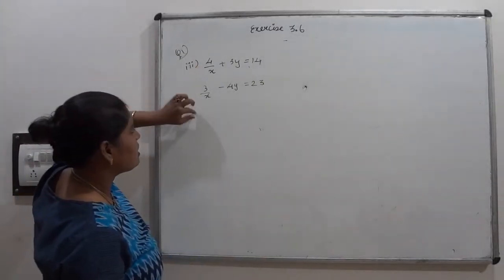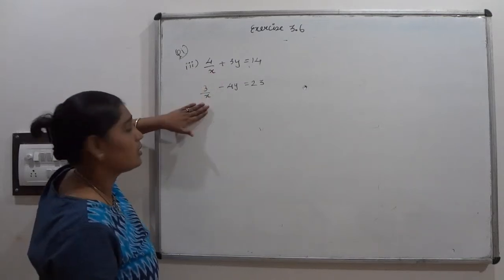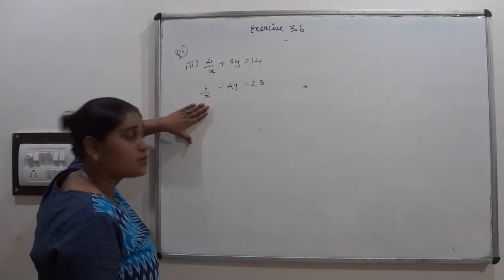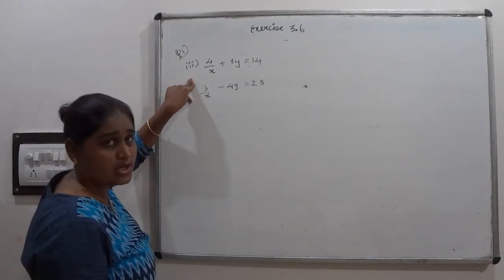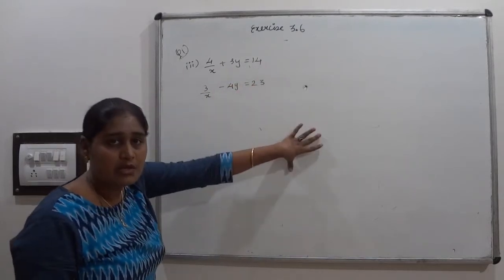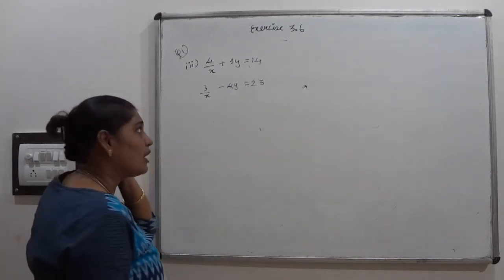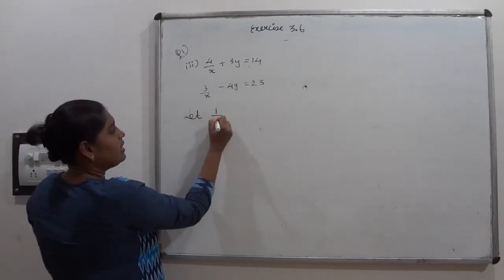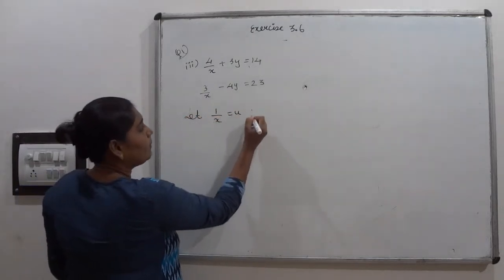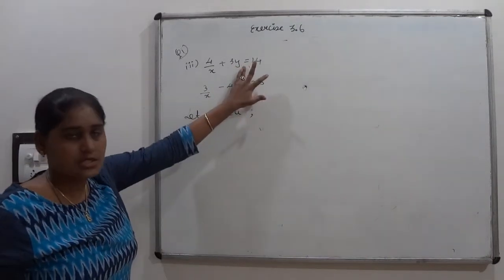See, check these equations. In the denominator, the variable is given here, x, and here also x in the denominator. That's why these are not linear equations. By reducing this equation, I want to make it a linear equation first of all. Then by the elimination method, we can get x and y values. Let us see. I am going to take, let 1 by x is equal to u. Here 1 upon y is not given, so leave y as it is.